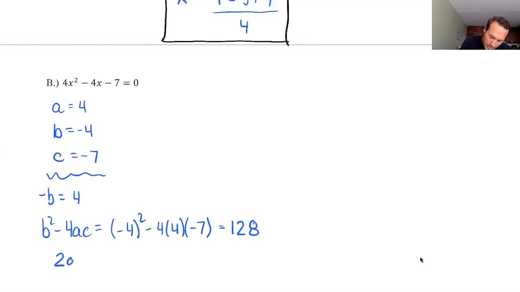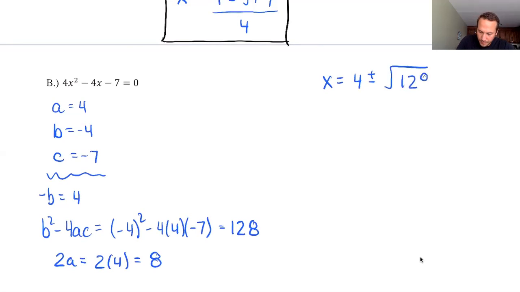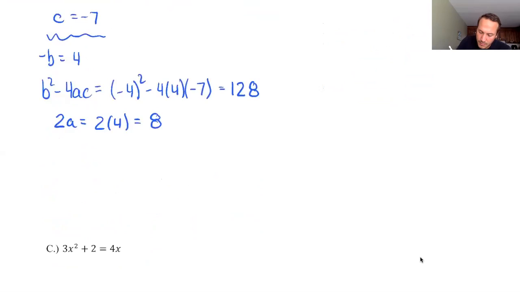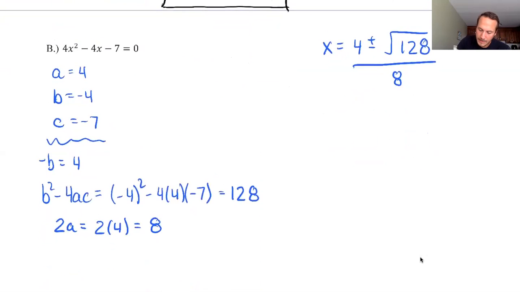And that 2a is equal to 2 times 4, or just 8. And now you've got everything that you need. So you could do x equals negative b plus or minus the square root of b squared minus 4ac, which we've already evaluated, all over 2a. From here, 128 is going to be equal to 4 plus or minus radical 64 radical 2 all over 8.